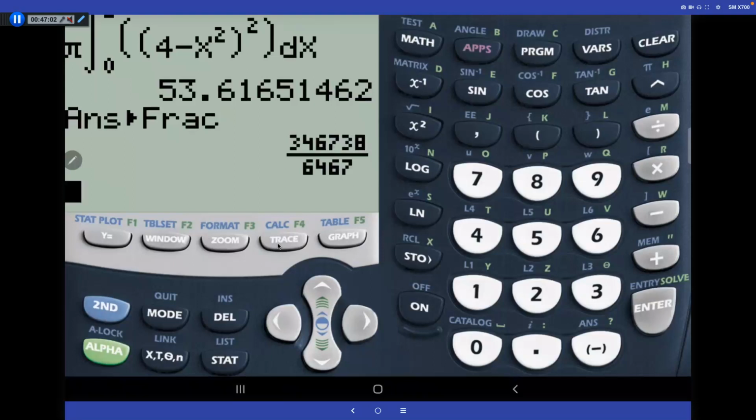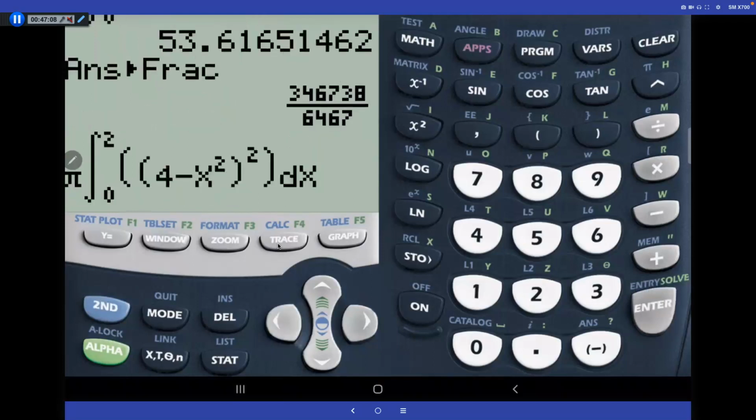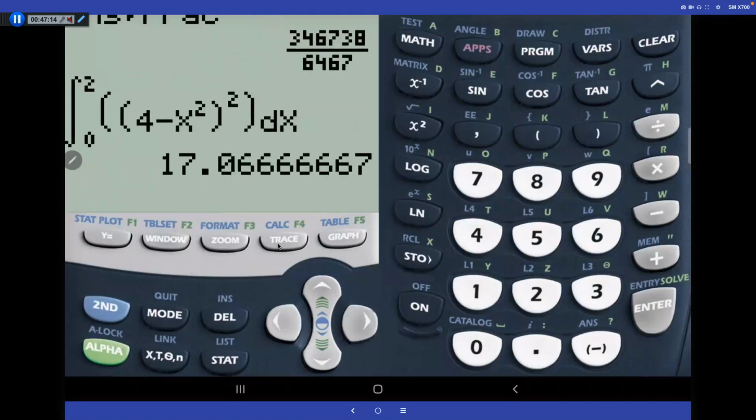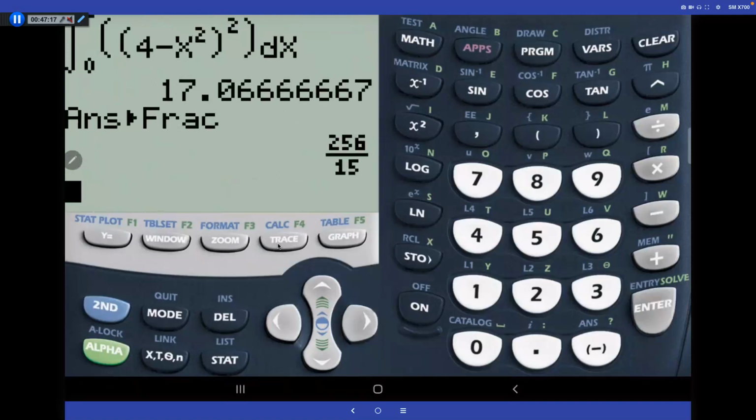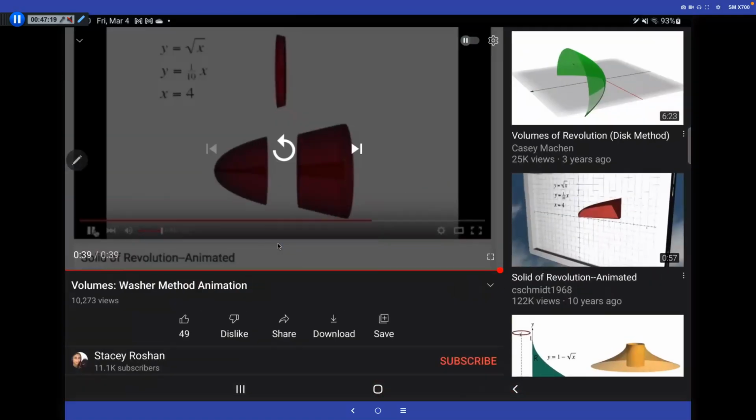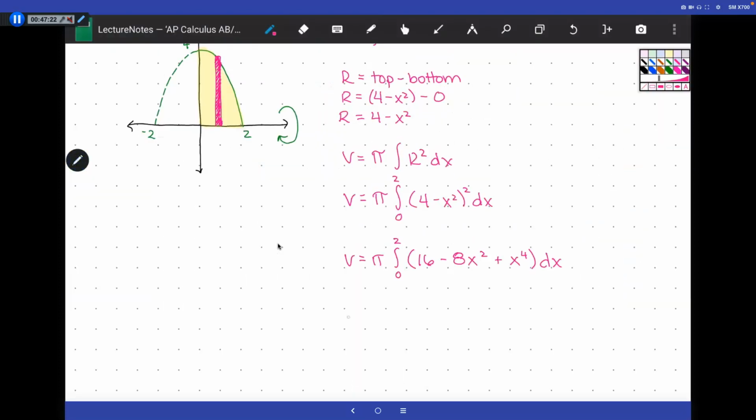You won't see that on a multiple choice test, though. Instead, here's what you do. Just enter this in without the pi. Change that to a fraction, 256 over 15, and then your answer is 256 pi over 15. That's what you would see on a multiple choice test. And most of the time, when you put the problem in with a pi, if you try to change to a fraction, it actually won't be able to. That's just very weird that it came up with something.